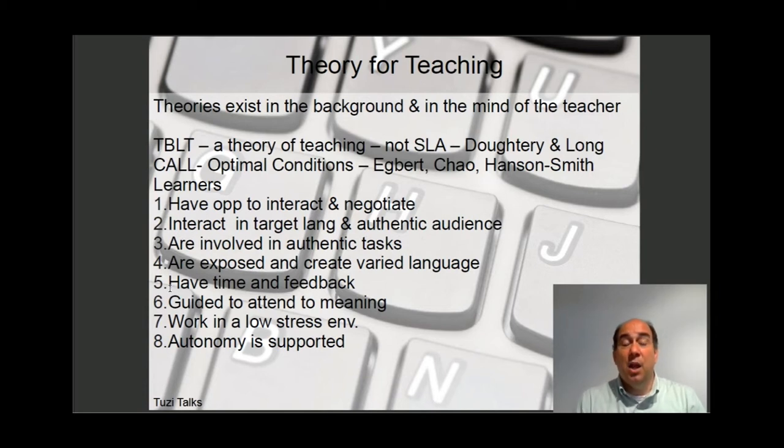Number 7, they work in a low-stress environment. Low stress is always going to be better. I don't necessarily believe that. There are times, and there are people who enjoy stress. Not too much stress, but they enjoy stress. So with regard to Krashen's affective filter, it shouldn't be too high, shouldn't be too low. We're going to have some kind of happy medium, just like Goldilocks. It's got to be just right. Okay. Lastly, they want the CALL to support autonomy.